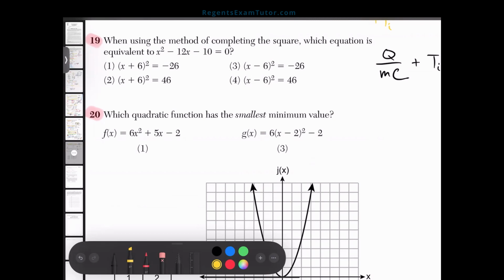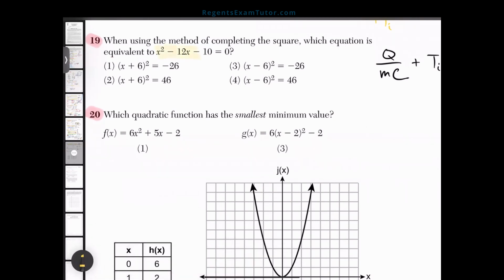Question number 19. When using the method of completing the square, which equation is equivalent to x squared minus 12x minus 10 equals 0? Now, I am planning to show you how to do completing the squares on a trinomial like this, but it's kind of hard.